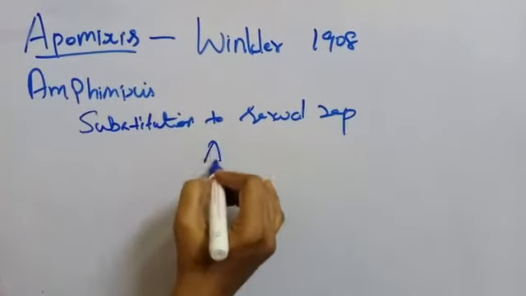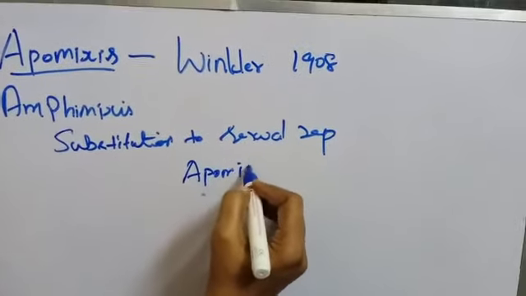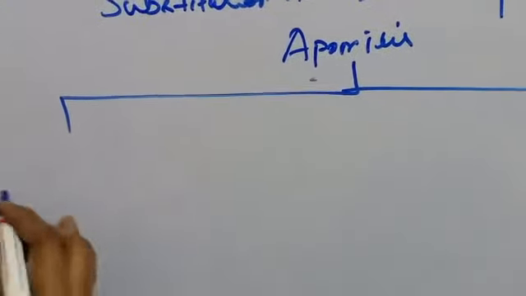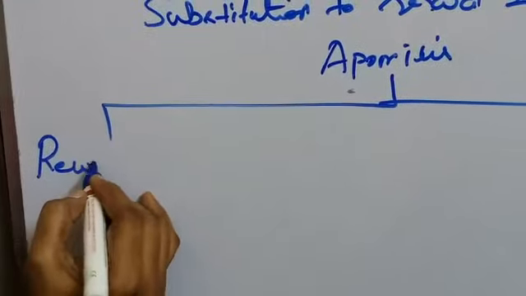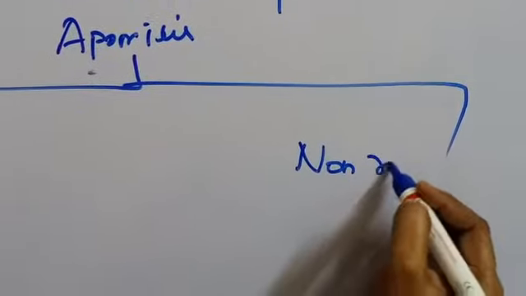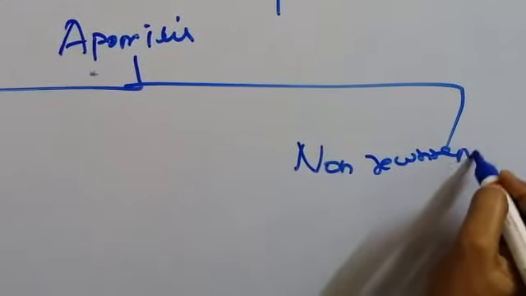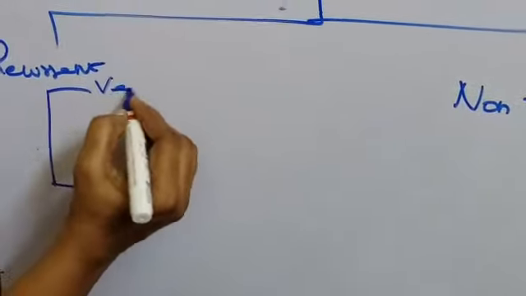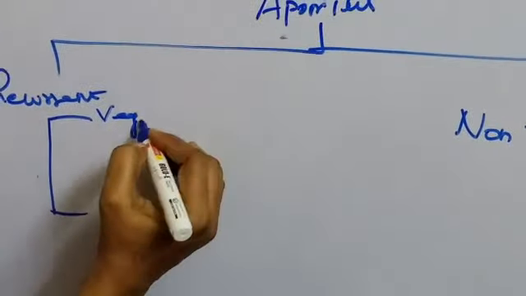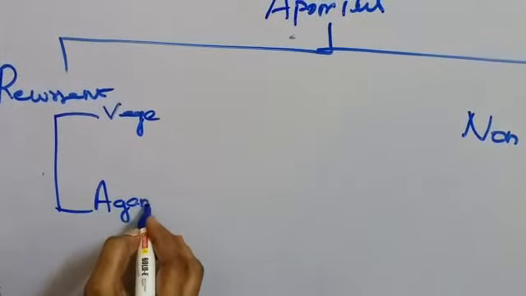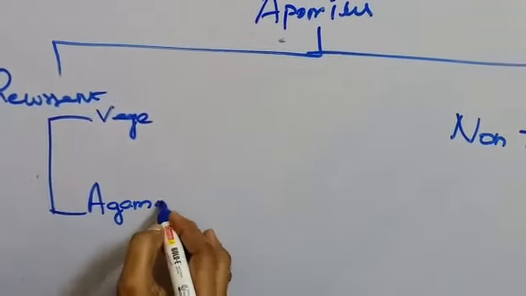Now we'll see the types of apomixis. Two types are there. First one is recurrent. Second one is non-recurrent. Under recurrent, there are two types: vegetative reproduction, and another type is agamospermy.